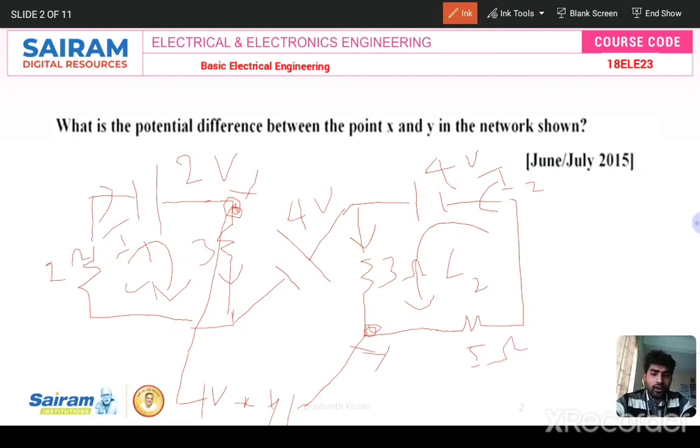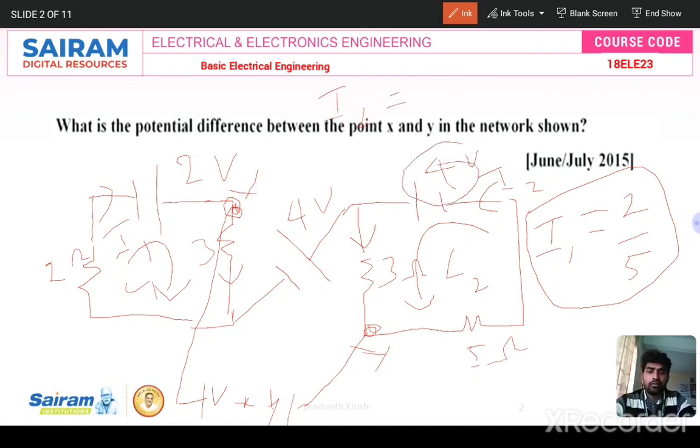First I'll calculate I1. How do we calculate I1? Apply the loop equation: 2 minus 3I1 minus 2I1, so I1 is equal to 2 by 5. That is the I1 current. What about the I2 current? I2 is equal to this 4 volts divided by 8, 4 by 8, you will get 0.5. Now you can apply the loop equation.